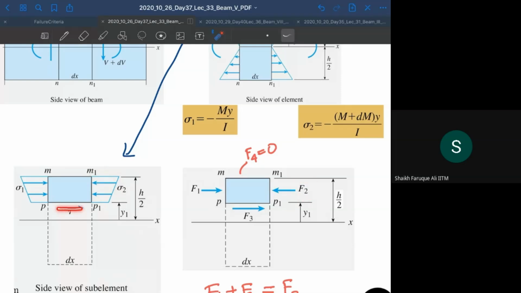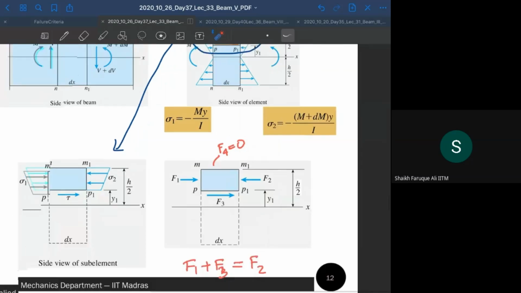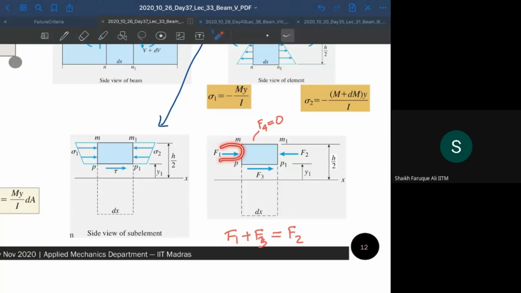And this shear, which will be acting on the area like this, will create another force. Let's call it F3. And on the top surface, there is no force because the top surface is free of force, right? There is no shear acting on the top surface. So you have F4 equal to 0. So you have F1, F2, and F3. And if you do balance of force, it's going to be F1 plus F3 is equal to F2.